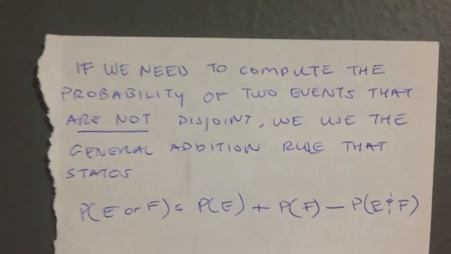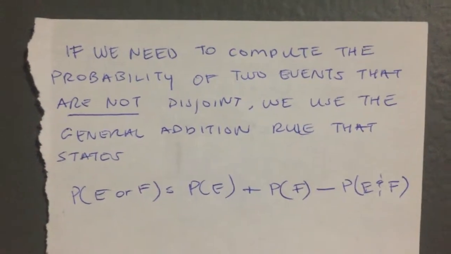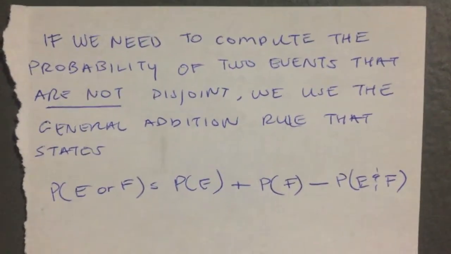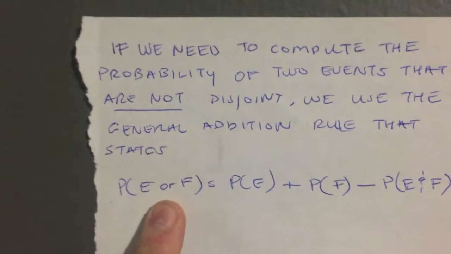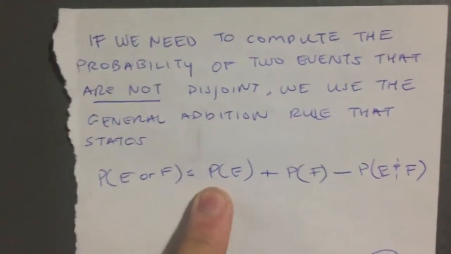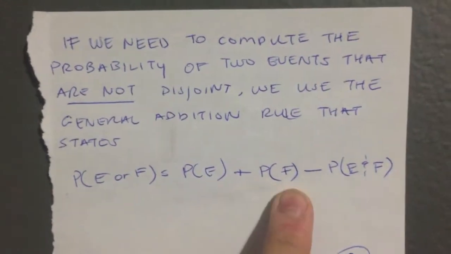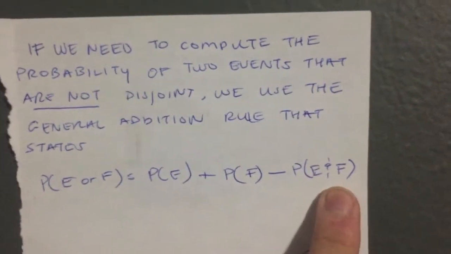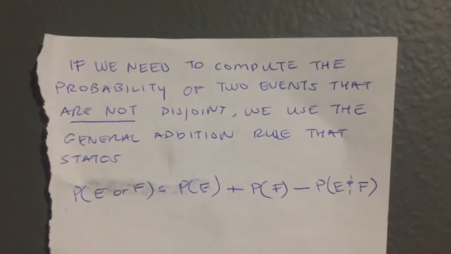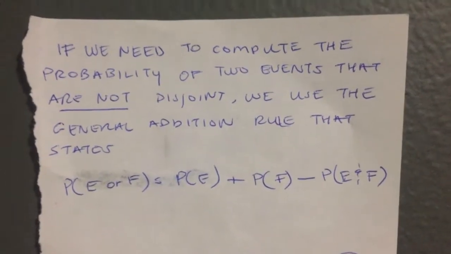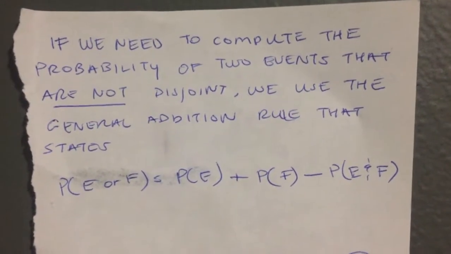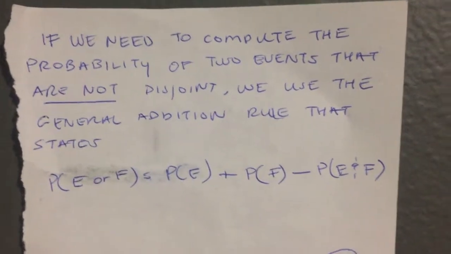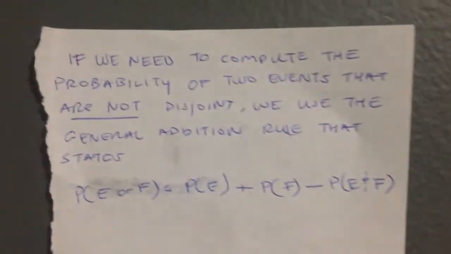Because if we need to compute the probability of two events that are not disjoint, we use the general addition rule that states the probability of E or F is equal to the probability of E plus the probability of F minus the probability of E and F. So in order to avoid double counting, we need to subtract the probability of E and F, but we do not have it.